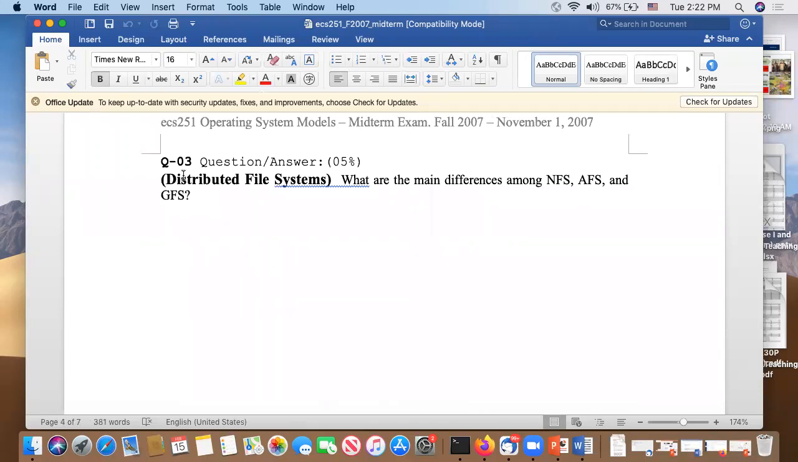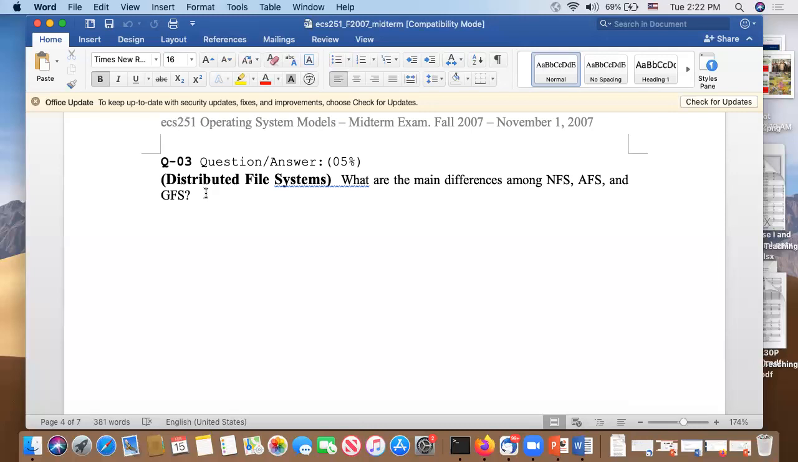So I basically asked what are the main differences between NFS, AFS, and GFS? Compare the three things. If I'm going to answer this question, I will first compare NFS and AFS, because NFS is a stateless design and AFS is a stateful design. Meaning that I have a different way to handle server and client crashes in the scenario. So that is a main difference between NFS and AFS.